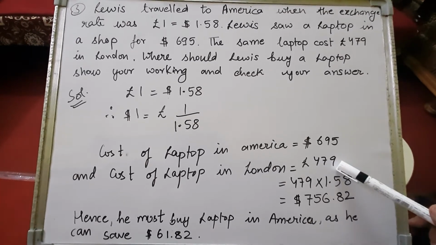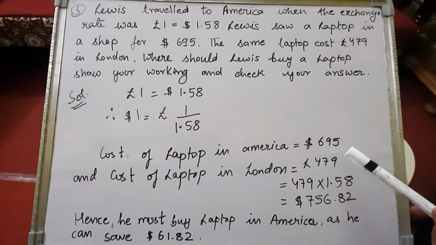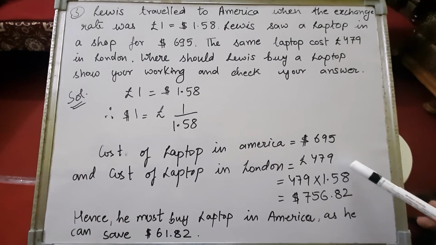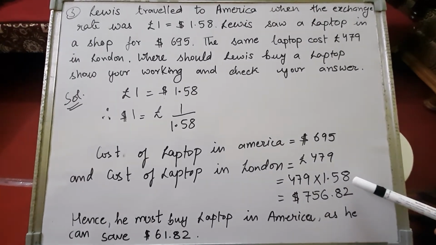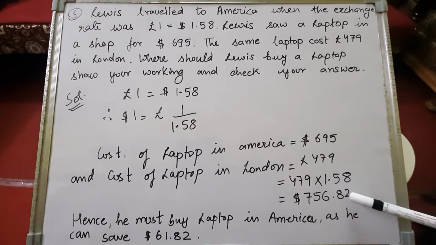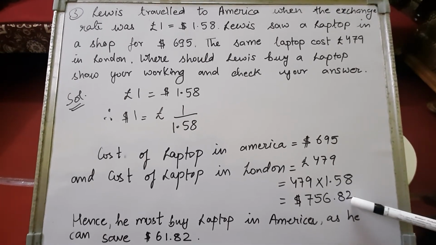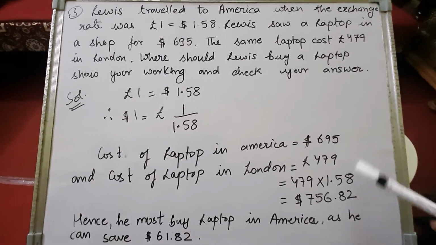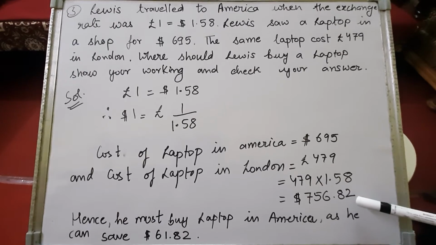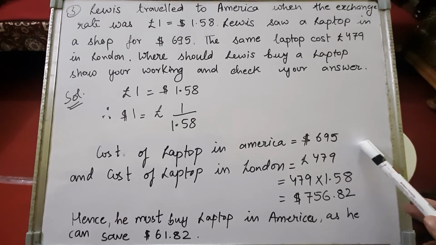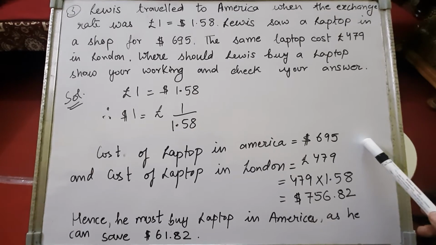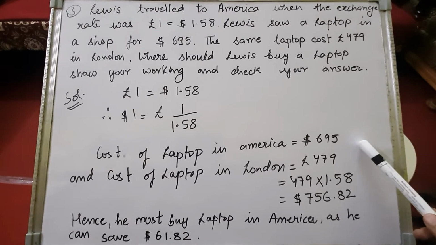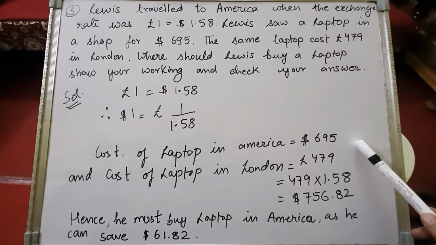So here I have converted this pound sterling into American dollars, right? So 1 pound sterling equals 1.58 American dollars. So 479 pound sterling equals 479 into 1.58. That will be 756.82 American dollars. Now, if you compare both these costs, you can see that cost in London is greater than cost in America. So in America, the laptop is available at a cheaper rate. So it will be more profitable for Louis to buy that laptop in America.